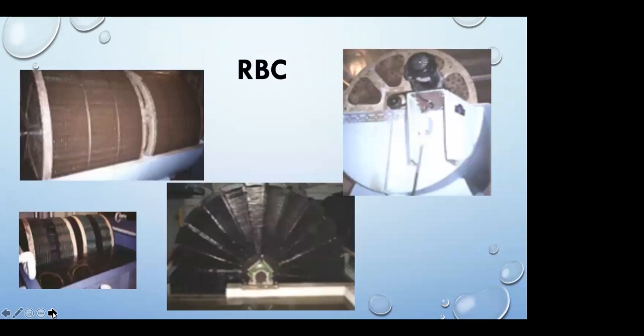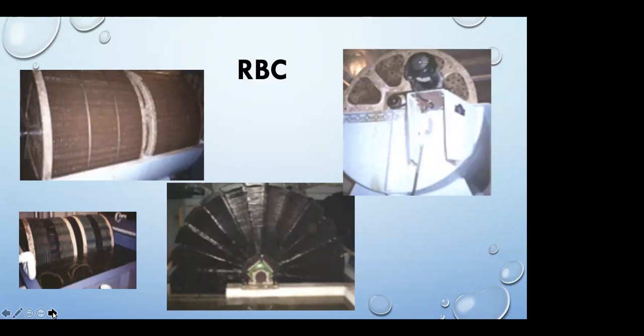RBC, or rotating biological contactor. They were popular at one time, not as much anymore. The older design had a shaft running through the center, and it had a driving motor. Over time though, it got extremely heavy, and the steel shaft, even of a 2-inch or 3-inch diameter, would bend over time. And then the driving motor would burn out.